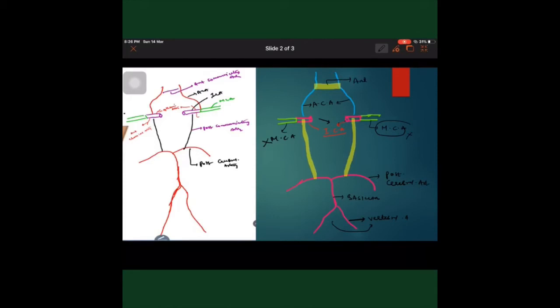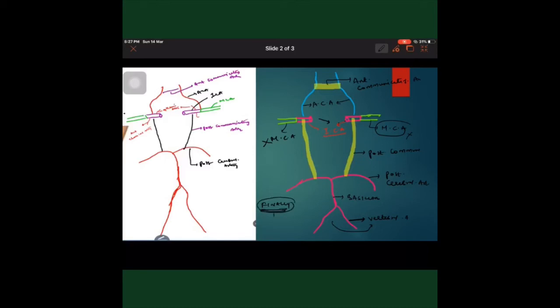Okay. Then above, between the anterior cerebral arteries, there will be a communication. That is the anterior communicating artery. Then the posterior communicating artery comes from the internal carotid artery, ICA, which connects the ICA to the posterior cerebral arteries.